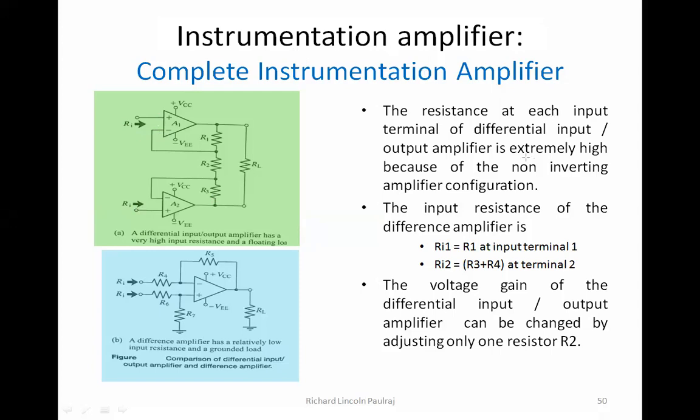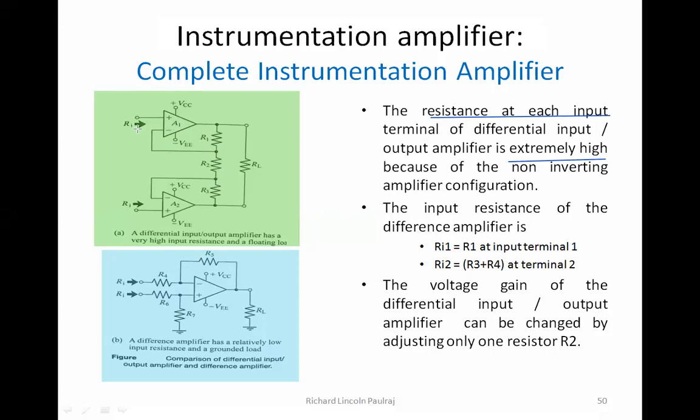The resistance at each input is extremely high because of the non-inverting amplifier configuration. So why are these resistances high? Because of the non-inverting. How is it non-inverting? Again, you have to get back to our explanation, where between the junctions of R2 and R3 I make it grounded, and between R1 and R2 I make it grounded, and then I check and get different values and then the formula where we had R1 plus R2 plus R3 divided by R2. So that gives my total output voltage.